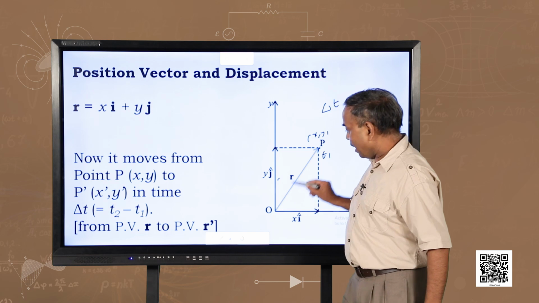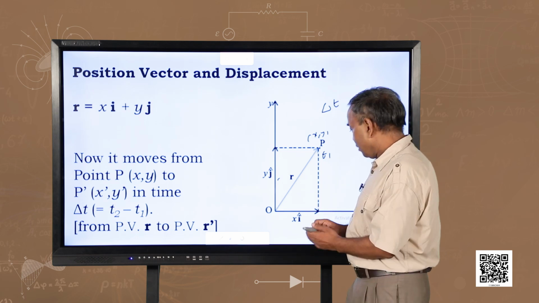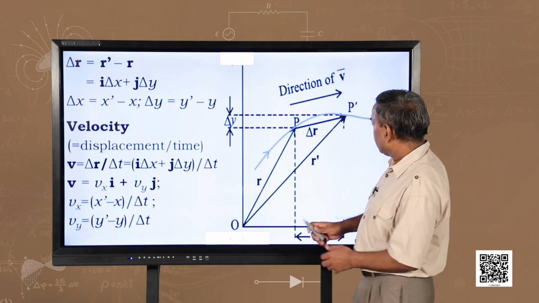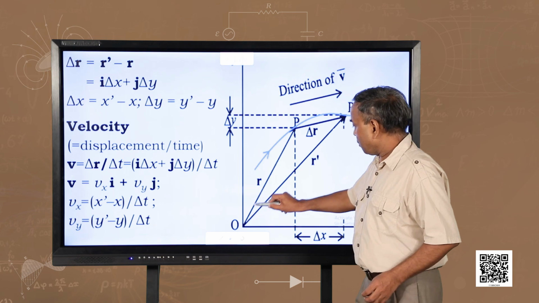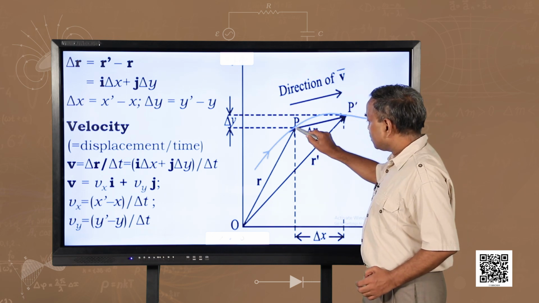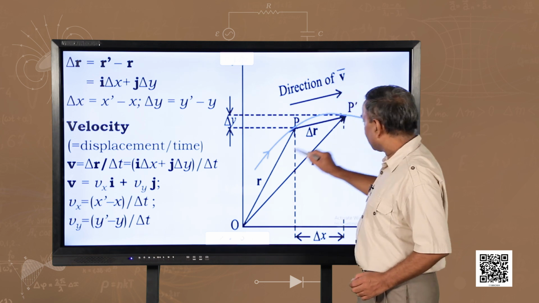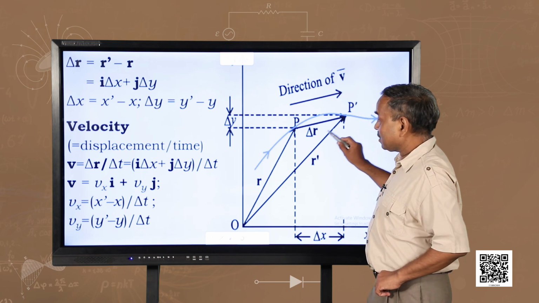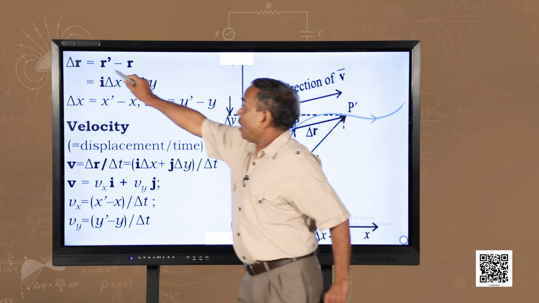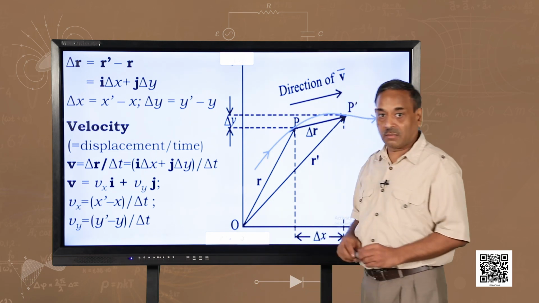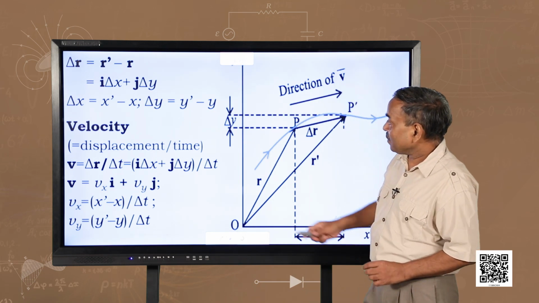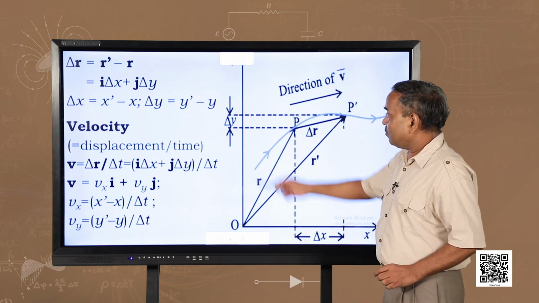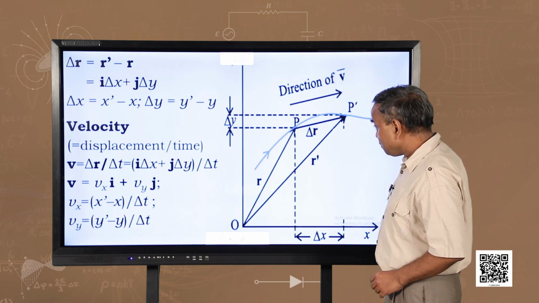Now, from position vector r to another vector r dash, how does it happen? Look, the particle is moving. At time t1, r is the position vector; at time t2, p dash is the position vector. So, delta r is equal to r dash minus r, which we can do by simple mathematics, the triangular law, etc. And then you can find delta x is equal to x dash minus x, and delta y is equal to y dash minus y, simple mathematics.